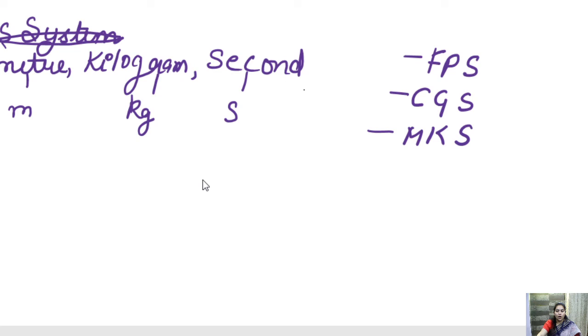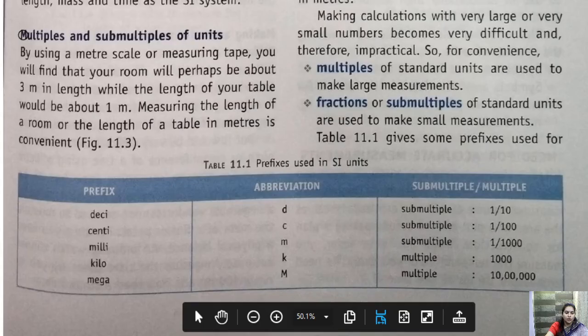Then we are coming to the next topic, that is multiples and submultiples. What does multiples and submultiples mean? I'll just explain and then we'll continue this topic in the next class. See, if I am giving you a small scale, if you look carefully, the scale is just this much small and it has a reading till 15, isn't it?